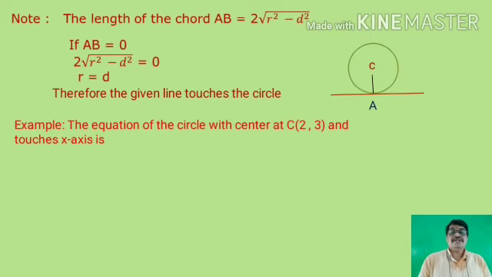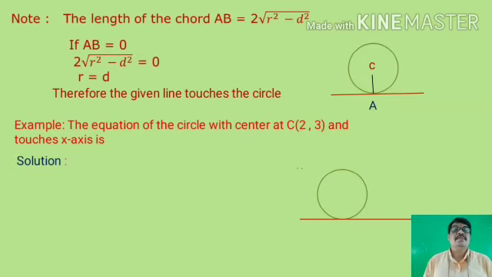Next, on this concept we are finding some problems. For example, find the equation of the circle with center at C(2, 3) that touches the x-axis. Here the center is given and the required circle touches the x-axis. We have to find the circle equation. That is our problem. See the solution. This is the circle with the center at (2, 3) and it touches the x-axis at some point, say E.